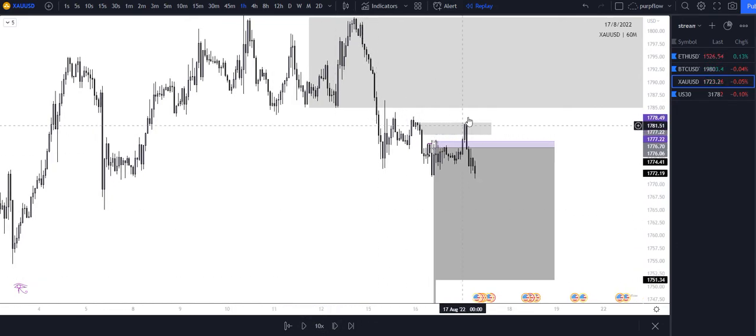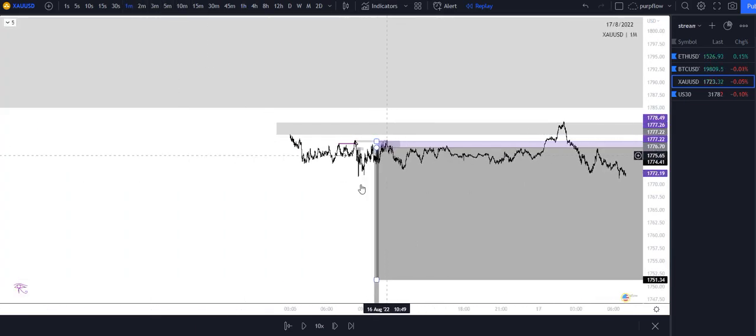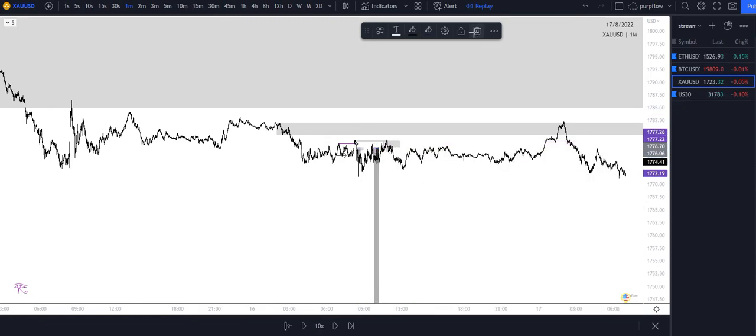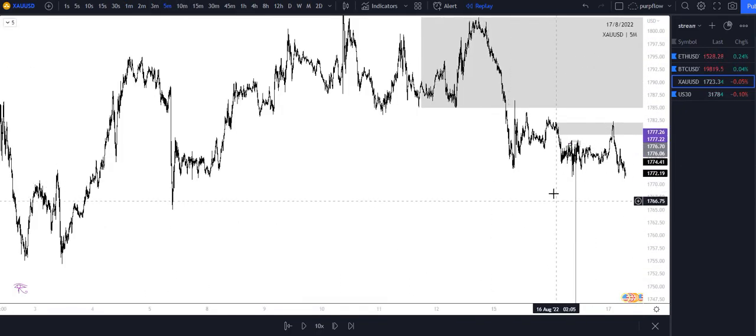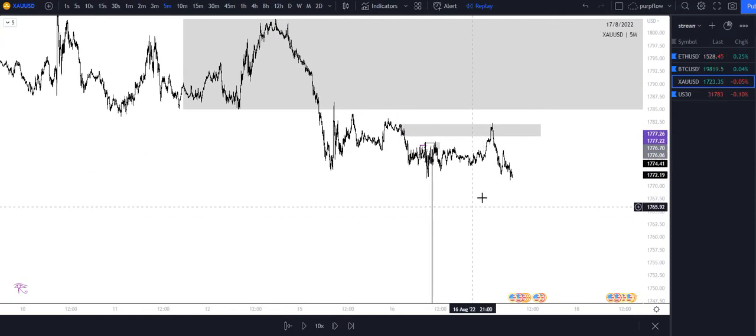It comes up into that area of supply that we had mentioned right here, and then we see our break of structure to the downside. So now that you have been break even and or stopped out on that trade right here, let's understand how we could have gotten into that trade after that supply was mitigated from this high right here, where we could have taken it and where we could have taken this to the downside.